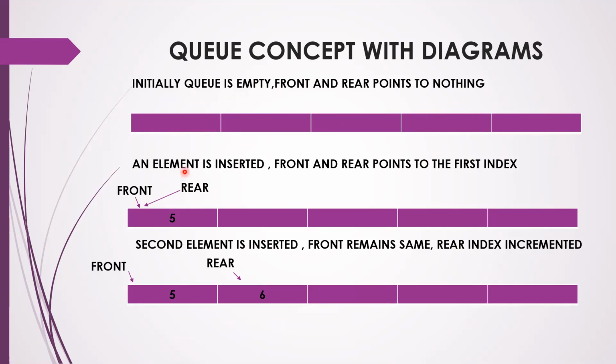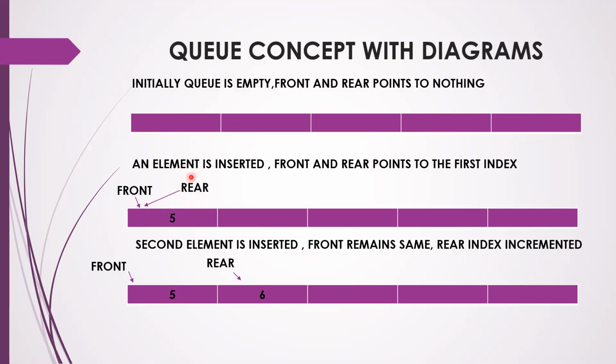Now you're going to insert an element. So an element is inserted. So the front and the rear point to the first index. So the element will be inserted at position 0 or index 0, or if it is from 1 to 5, we'll say like index 1. So it is inserted here. Once an element is inserted, the front variable and the rear variable will point to the recently inserted element, at the beginning, while the queue was empty and then you're inserting it.